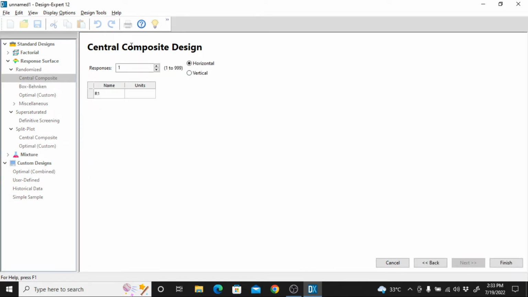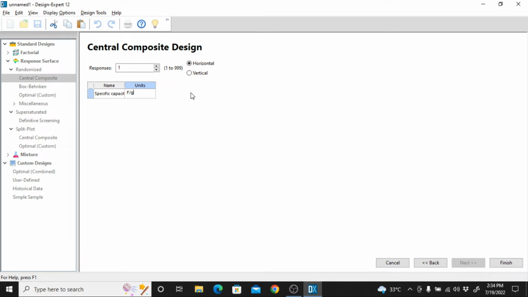Here they're asking how many responses you want. Okay, in this case study, I'm going to study the deposition potential and time upon the response, which is specific capacitance. So my response is only 1. So I'm just going to put specific capacitance and the unit is farad per gram. So just put farad per gram. I'm going to stress to you, unit and name should be real. Don't make a short form.